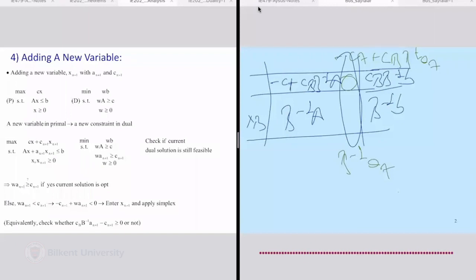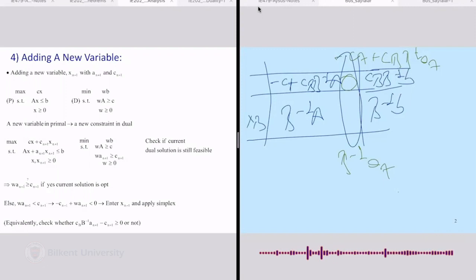Because for each variable, we have a constraint in the dual anyway. So all we need to check is, when I introduce a new variable for my primal, I'm actually introducing a new constraint for my dual. So is my dual still feasible? I may lose dual feasibility because I may lose primal optimality. So all you check is actually dual feasibility, which is the row 0 entry of that variable. You just check if the constraint for that variable remains valid or not. You check if it is still non-negative, that means your dual also remains feasible.